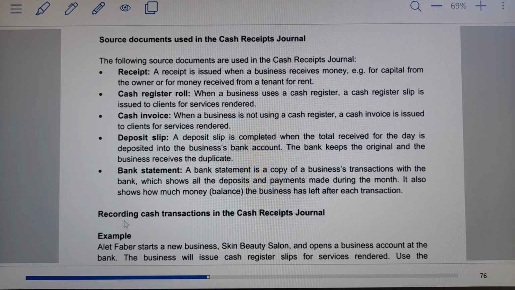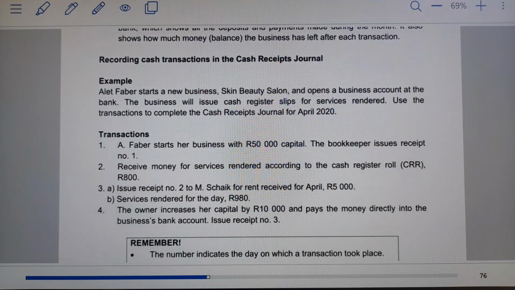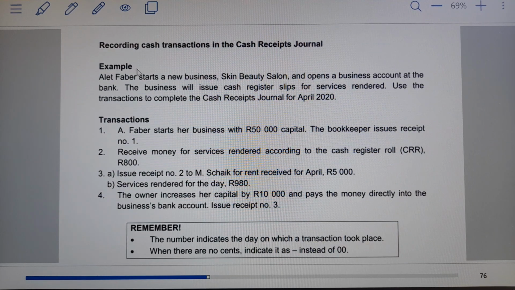Now, let's look at recording cash transactions in the cash receipt journal. How do we record them? This is very important. Let's look now. So, for example, we still have Alec Faber who starts a new business, which is Skin Beauty Salon, and opens a business account at the bank. The business will issue cash register slips for services rendered and use the transactions to complete the cash receipt journal.